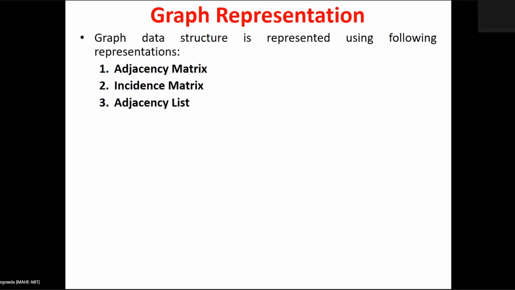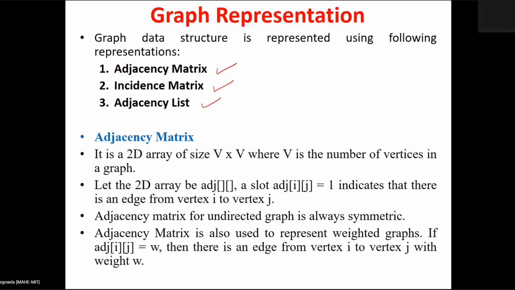Next is how you can represent graph data structures. A graph can be represented in many ways. Some of these representations are as follows. The first one is the adjacency matrix, the second is the incidence matrix, and the third is the adjacency list. Let's see how the given graph data structure can be represented in adjacency matrix form, incidence matrix form, and as an adjacency list.